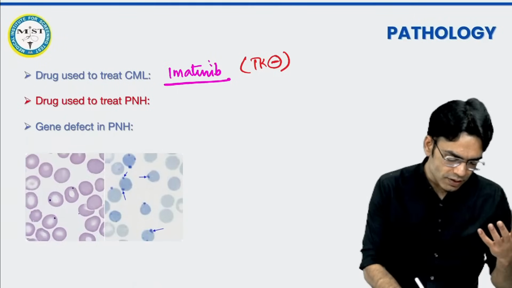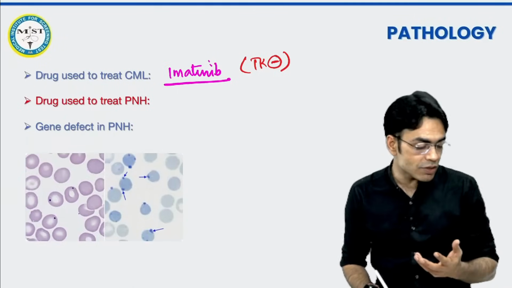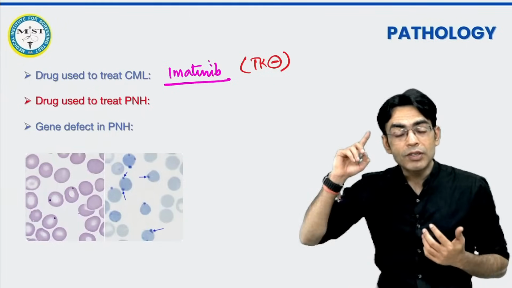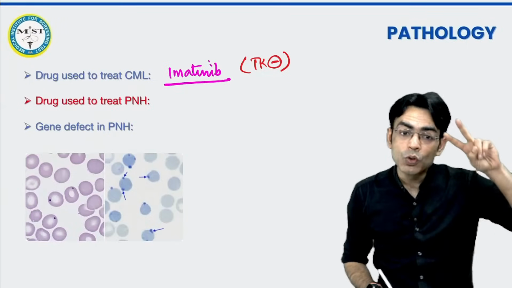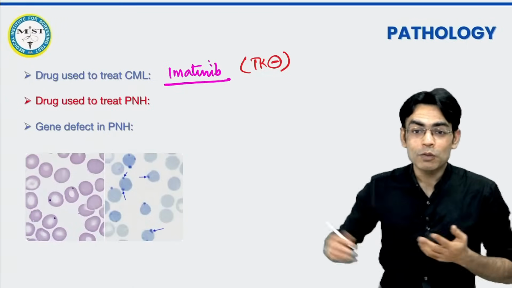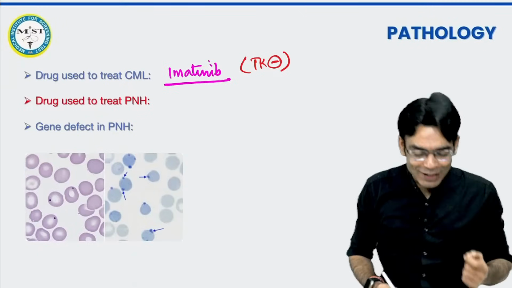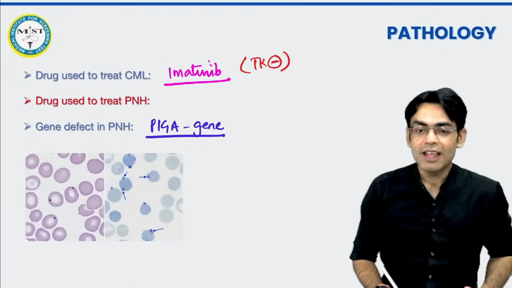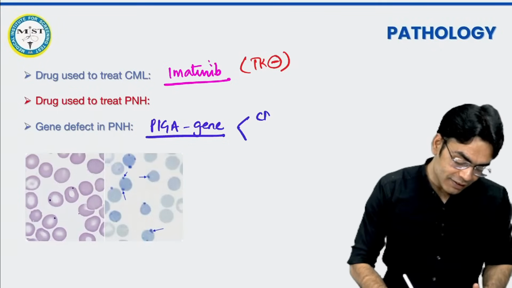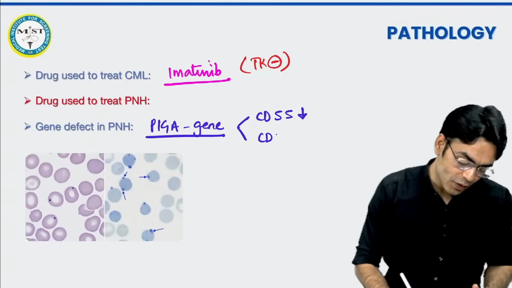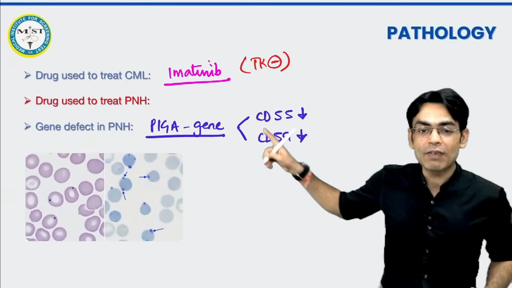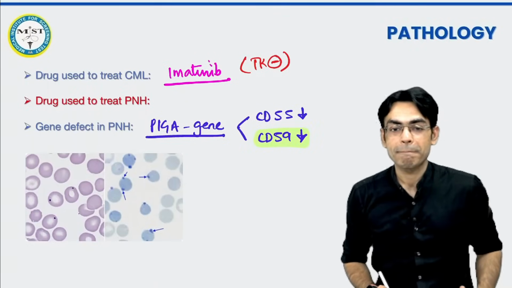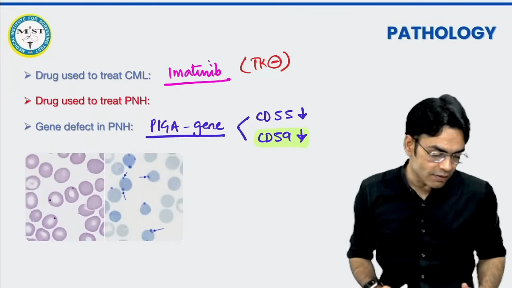Nice. What is the drug, which we are giving to treat the patients of PNH, paroxysmal nocturnal hemoglobinuria, where we have the mutation of PIGA gene and we have two protectors. Okay, I already told you this answer. What is the gene defect in PNH? You are having gene defect, PIGA gene defect, and due to this PIGA gene defect we are having loss of CD55 and loss of CD59. Between CD55 and 59, which is more important? 59.